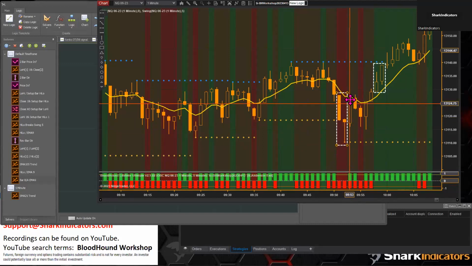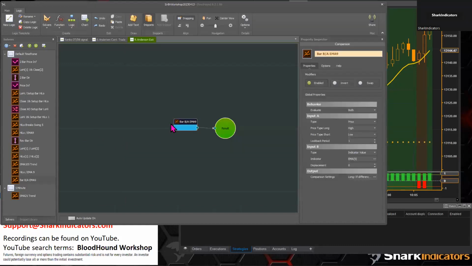If a bar has a long and a short, then that means the high is actually above, and so the entire bar is not below the EMA, or the entire bar is not above the EMA. Look at these two bars here. They have a long and a short. So we need to get rid of the bars with a long and a short at the same time.